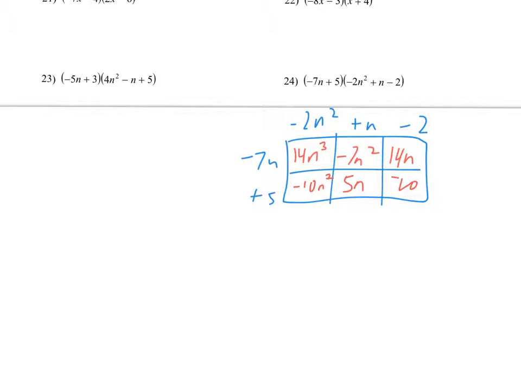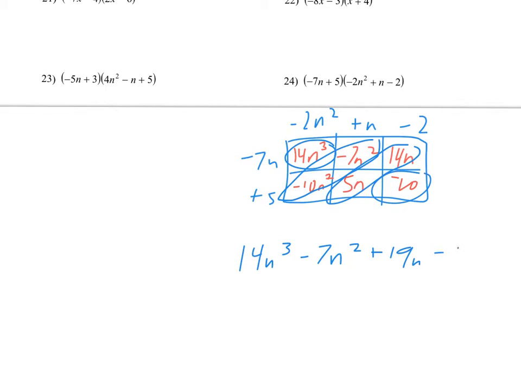So now we're going to combine like terms. 14n to the third has no like terms. These two will combine here to make negative 7n squared. These two will combine to make 19n. And then this one's negative 10. So that's it.